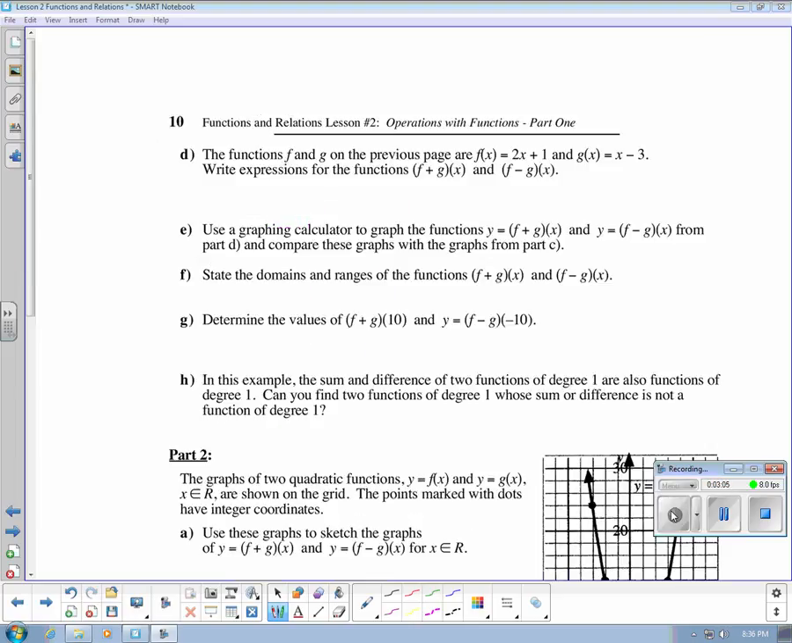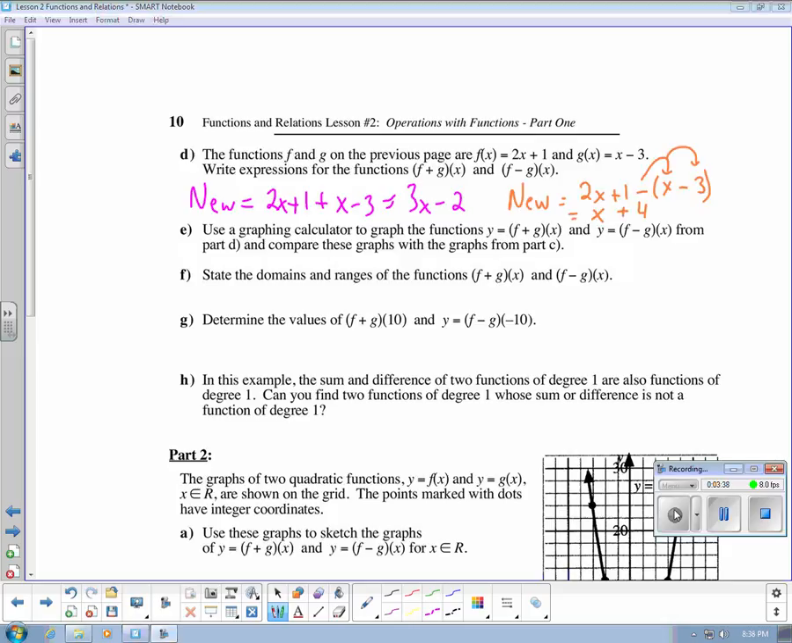So the flip side defines what our functions were. f at x is 2x plus 1, and g at x is x minus 3. So then when we were adding them, our new function was equal to 2x plus 1 plus x minus 3, which results in 3x minus 2. And then if you apply the same principle to the subtraction, let's see what we get.